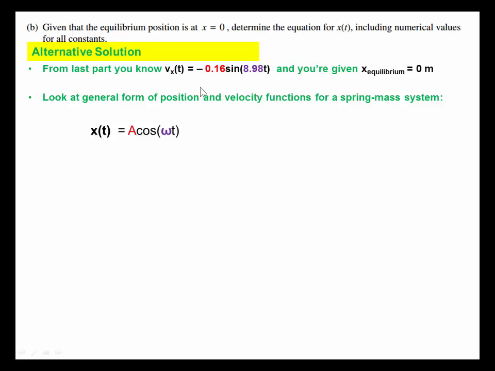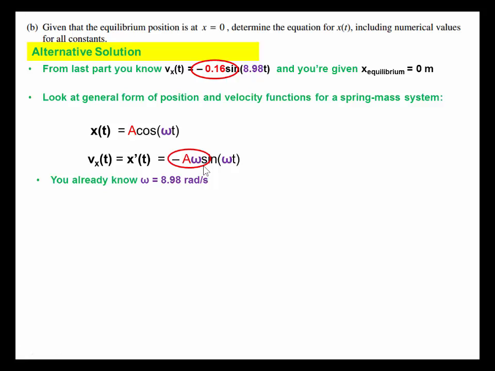The amplitude would be an amplitude we have to work out here. And our angular frequency should be the same as we have up here. So we already know part of this. And if we take the derivative of this, the derivative of cosine is a negative sine, and our A just carries out front, and we have to do the chain rule, and the derivative of omega t is omega, that pops out front. So if we compare these two equations, you'll notice our omega is 8.98, as I mentioned, and the negative 0.16 must be equivalent to this negative A omega.